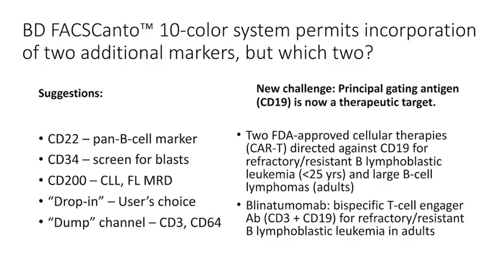So our concern was in patients who had been treated in any of these ways, we might not be able to identify the B cells in question if CD19 were our pan B cell gating antigen. And so there was a consensus that we should incorporate, at the very least, CD22 in the tube to have a second pan B cell marker.